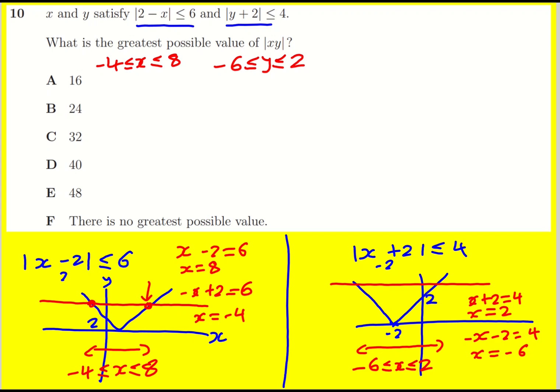Right, and now we're nearly there. What's the greatest possible value of xy? I want to make xy as big as I can, but it can be negative because the modulus is going to be kicking in. So I want to use the largest value of x that I can, 8, and the lowest value of y that I can, because for minus 6, the magnitude is bigger than 2. So I want to do the modulus of 8 times minus 6, which is going to give me 48. That will be my maximum value of the modulus of xy.